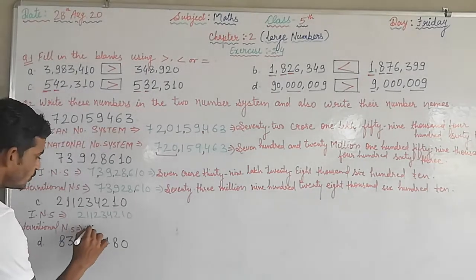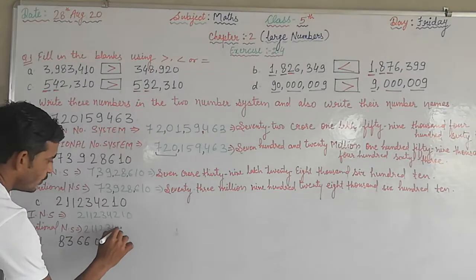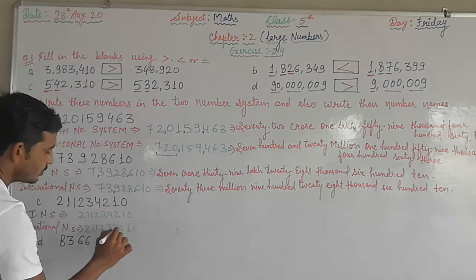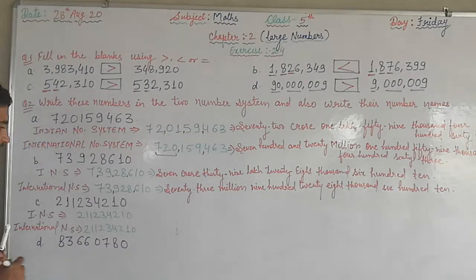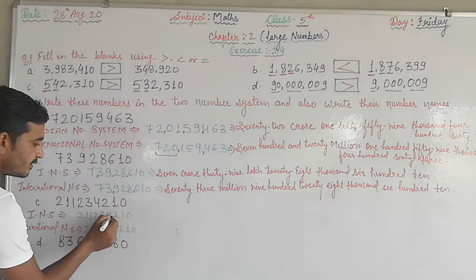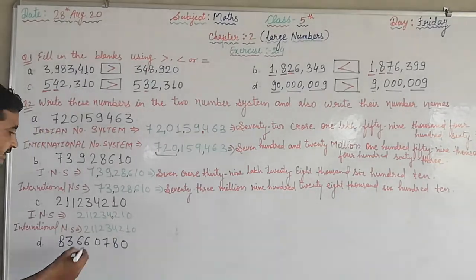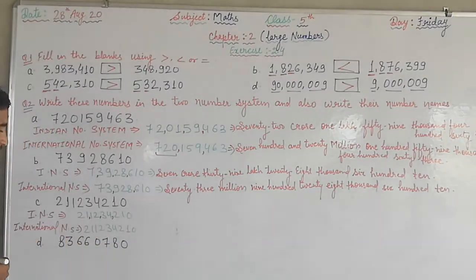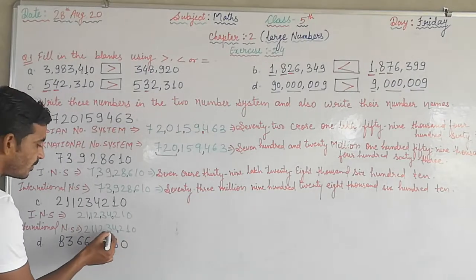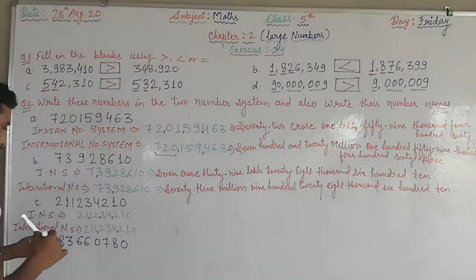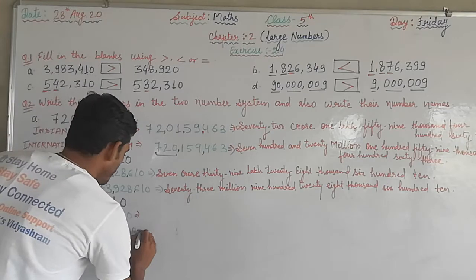See here beta, see the digits, the numbers: 211234210. You place commas in the Indian number system first after 3 digits, then after every 2 digits, while in the international system you place a comma after every 3 digits. Now we are going to write their number names.